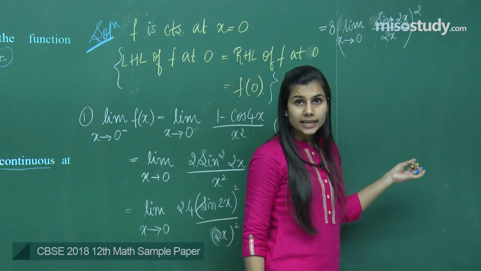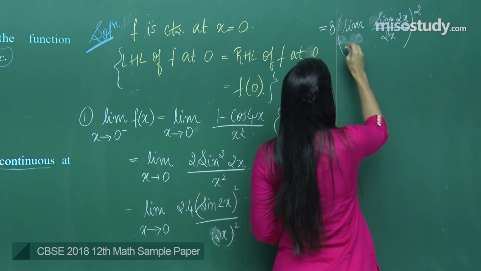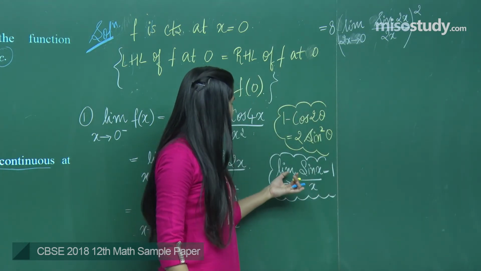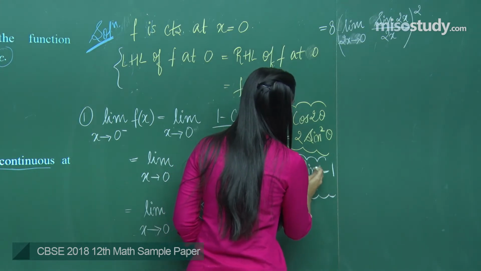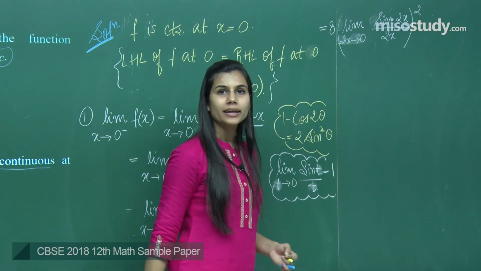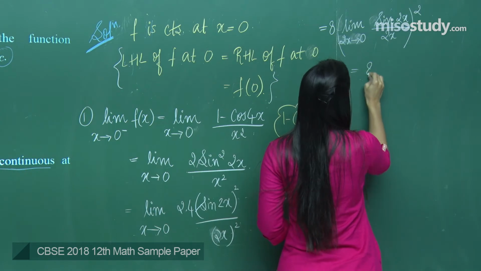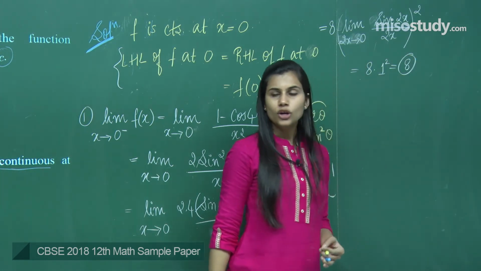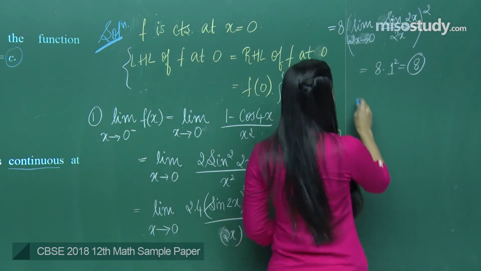Now if x is tending to 0, obviously 2x will also tend to 0. And so the formula is limit of t going to 0, sine t upon t is 1. So limit of t going to 0, sine t upon t is 1. So you get 8 into 1 square, which is 8. So your left hand limit is coming out to be 8. Let's see what right hand limit is.